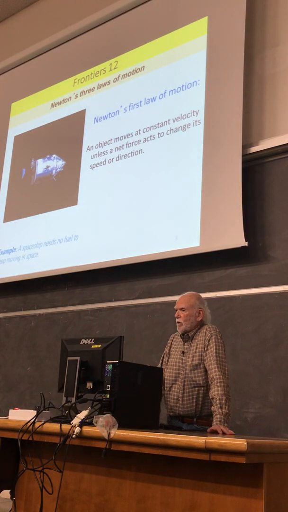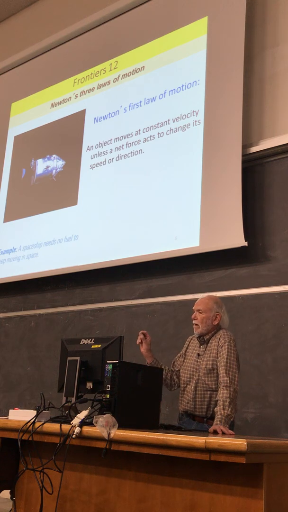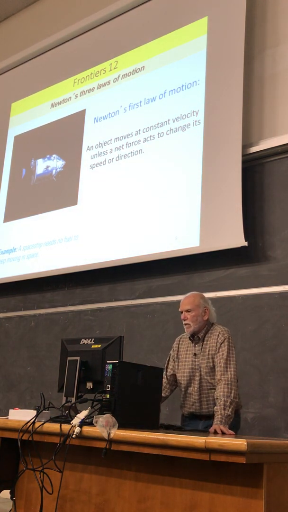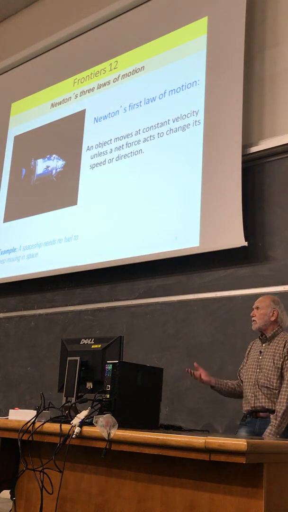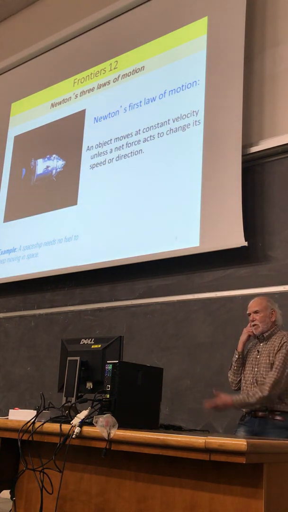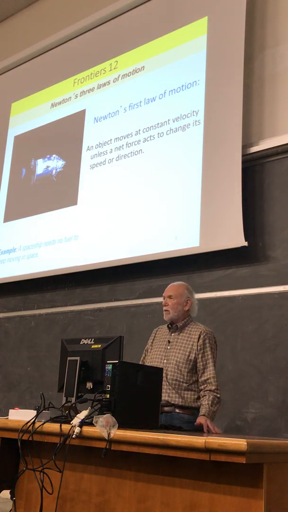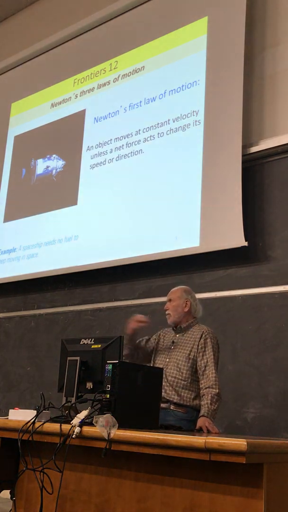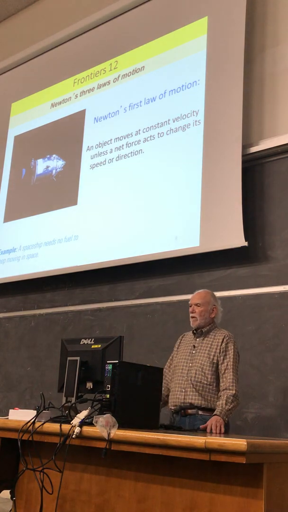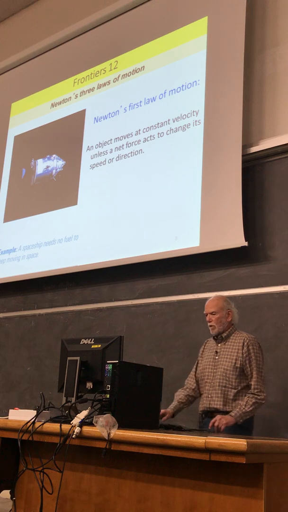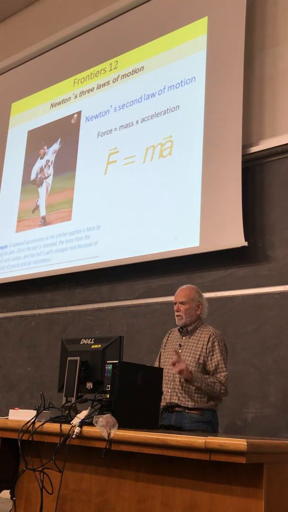Newton's first law of motion was that an object that has a constant velocity will keep a constant velocity unless there's a net force to change its speed or its direction. So my little picture here is just a spaceship, which needs no fuel to keep going in space. As long as it's in space, it just keeps going. So if you have a constant velocity, unless there's a force, it'll keep going. That's the first of three laws.